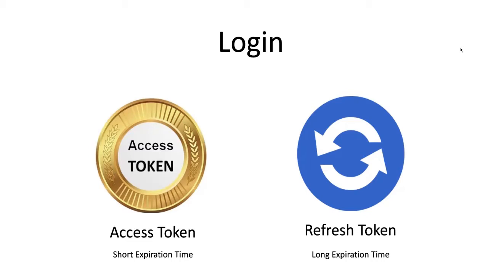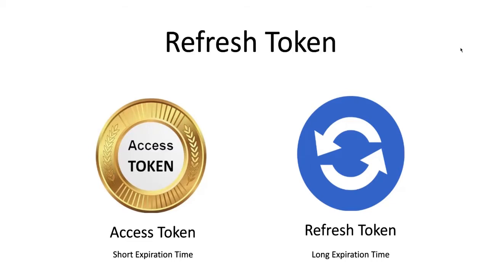I mean the short expiration time is like 1 hour or 2 hours or less than that, and the refresh token's long expiration time means 15 days or 1 month or maybe 6 months. It depends on the requirements of the project, and it depends on the security. The refresh token endpoint will accept the access token as well as the refresh token in the request parameter, and it will return the same thing, an access token and a refresh token.